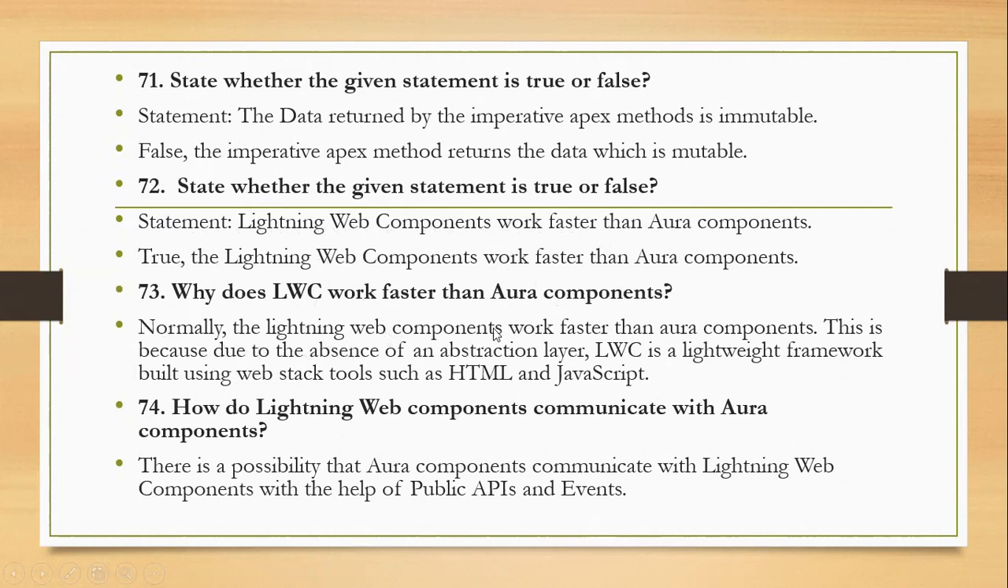Next, why does LWC work faster than Aura components? Normally, Lightning web components work faster than Aura components. This is due to the absence of an abstraction layer. LWC is a lightweight framework built using web stack tools such as HTML and JavaScript. Salesforce Lightning web components can communicate with Aura components. Aura components and Lightning web components can communicate with the help of public API and events.